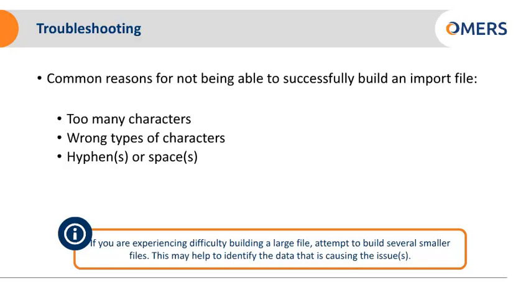For example, if you are attempting to build a file with 100 entries, simply cut the import file in half and try building two separate files, 50 entries each, to identify which half has the error. You can then break down the remaining half into half again and try building again. Continue to do this until you are able to locate the error.